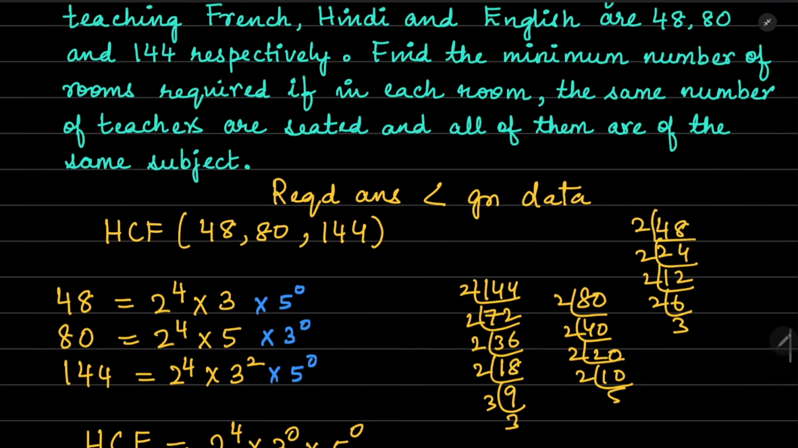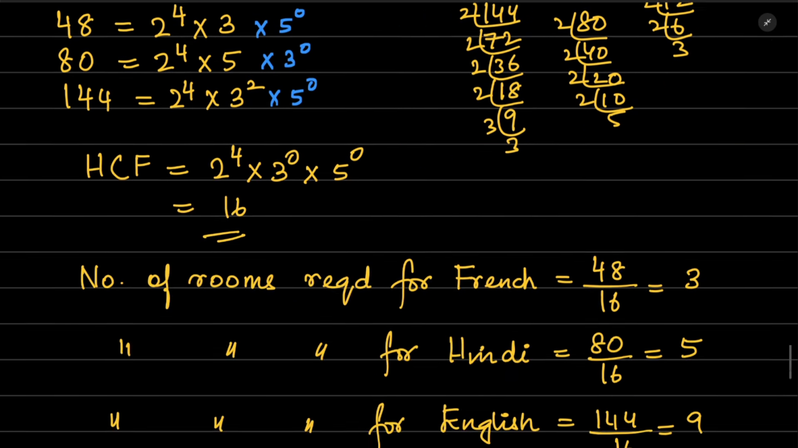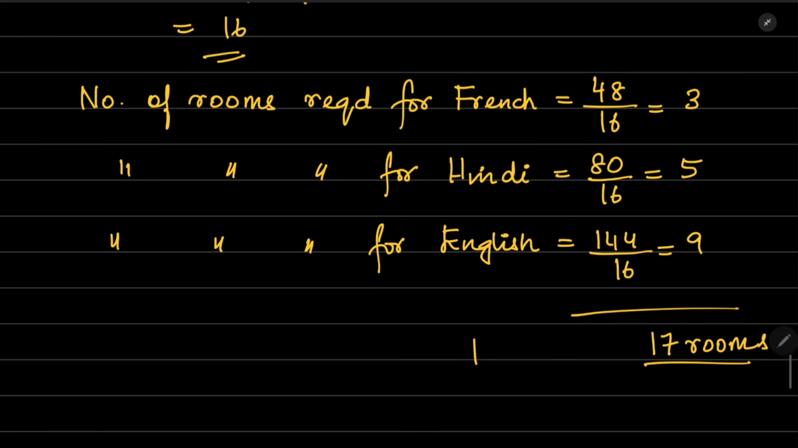Okay, so what are you asked? Find the minimum number of rooms required if in each room the same number of teachers are seated. So totally you need 17 rooms. This is the total number of rooms required.